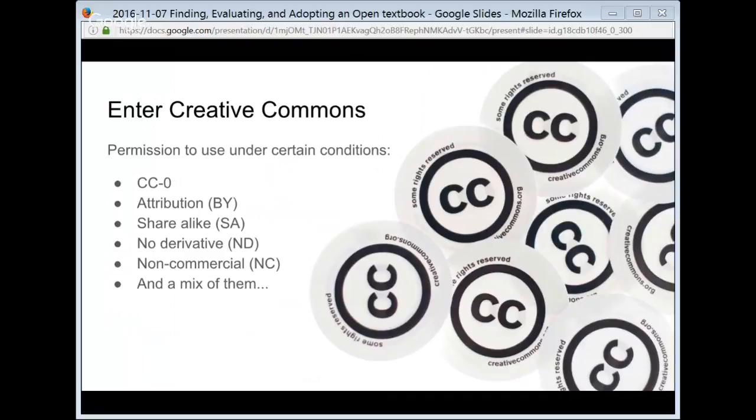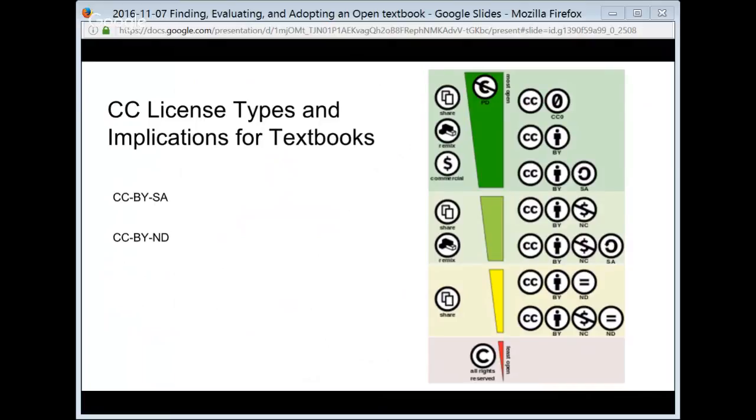Matt, did you want to add anything on the fair use piece before we move on to this? No, I think that you've covered what we needed to say. We're good.